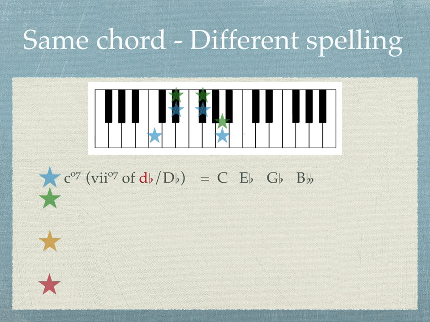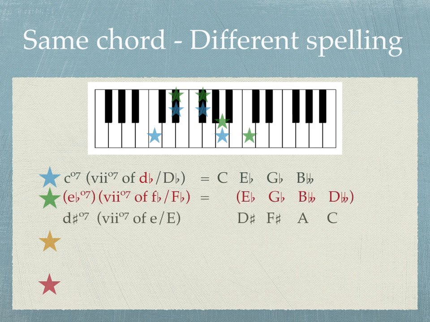If we begin on E flat or D sharp, we get a fully diminished seventh chord indicated by the green stars on the keyboard there. An E flat fully diminished seventh chord is somewhat of a theoretical chord and would be found rarely in music, which is why I've highlighted it in red here. However, the respelling on D sharp is always found as the vii fully diminished 7 in E minor.